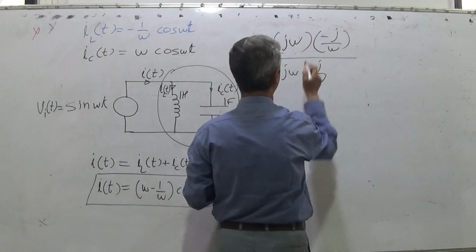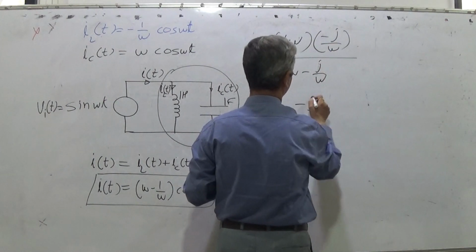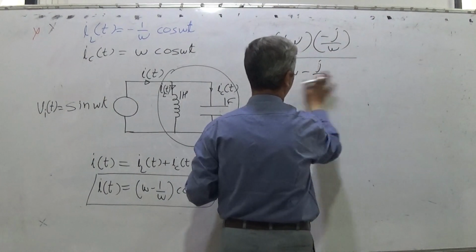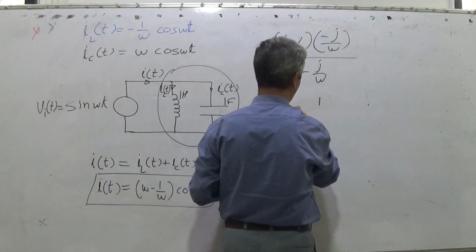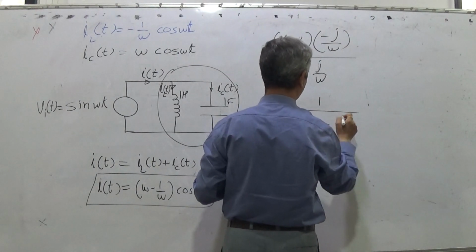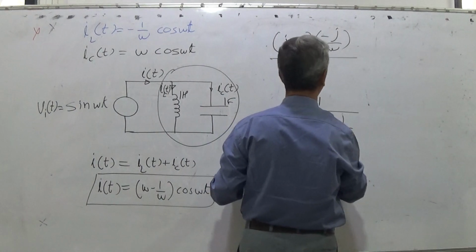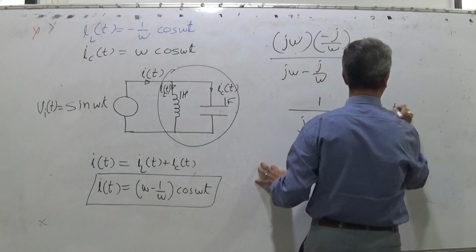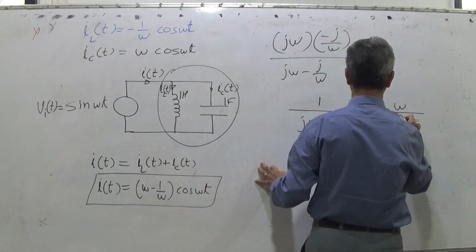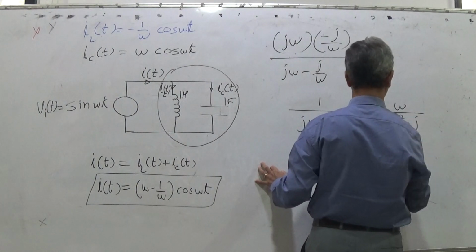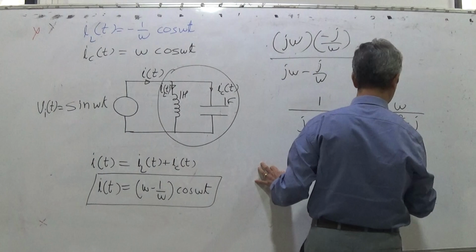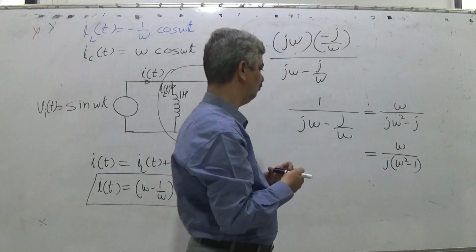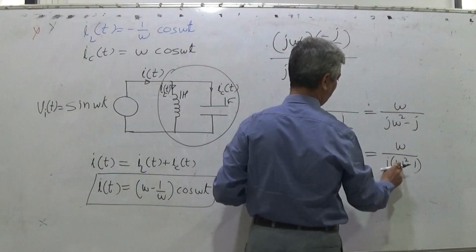Omega gets cancelled here. So the numerator is minus J square, that is minus J square, minus 1. So numerator is 1 and the denominator I write as it is, 1 upon J omega minus J upon omega. Multiply numerator and denominator by omega, we get omega upon J omega square minus J. So that is omega upon J into bracket omega square minus 1.